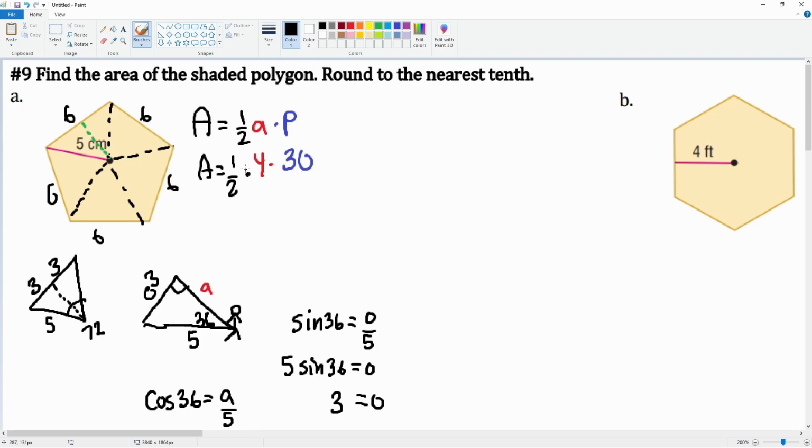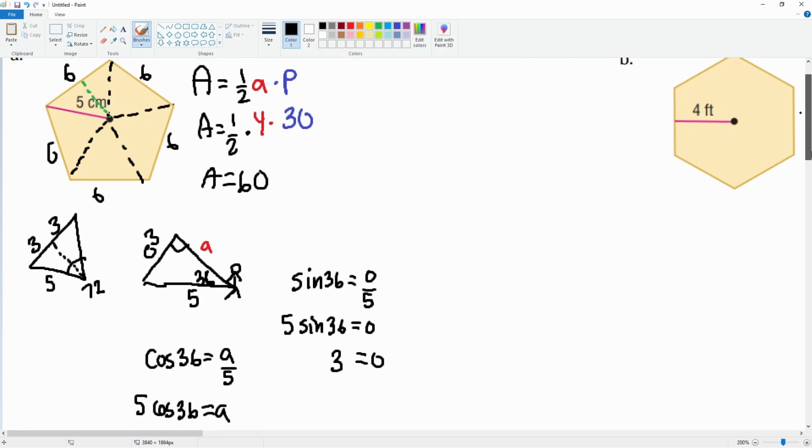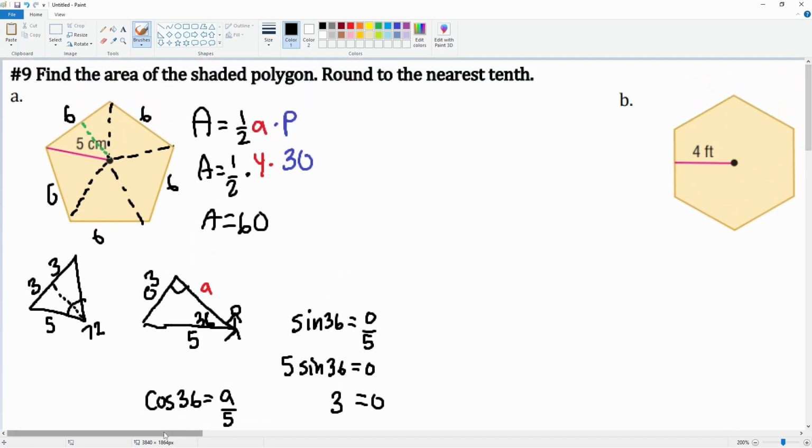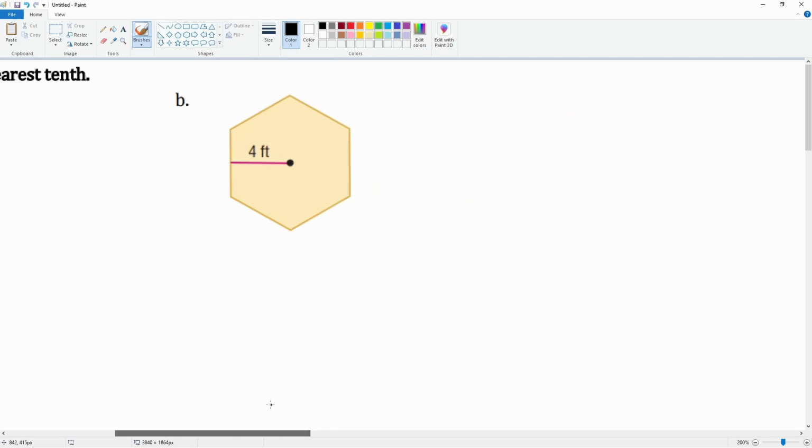So there you go. I have 1/2 times 4 times 30. That gets me my area equal to 60. That is how you do it if you aren't given the apothem. For part B, here you are given the apothem. So area equals 1/2. You're already given the apothem.